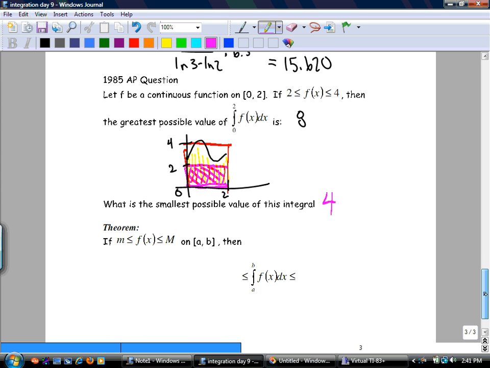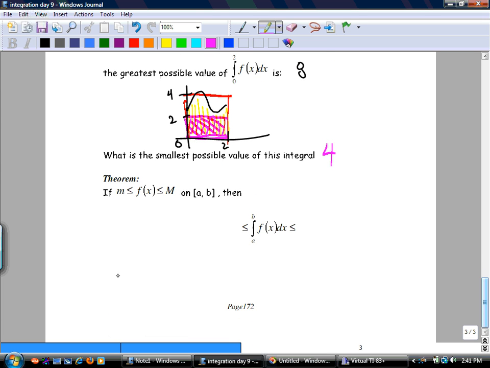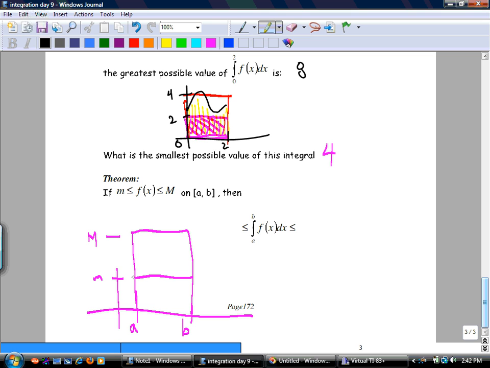Okay, the theorem then. If you have a graph that goes from a to b, and the lowest the graph gets is little m, and the highest the graph gets to be is big M, what's the biggest the area can be that's contained? What's the smallest area that could be that's contained? Good. That's the biggest it can be. What's the smallest it can be? There you go.